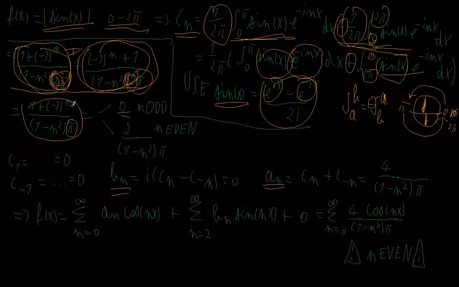If I plug in n is equal to 9 here, I get minus 1, because minus 1 to the 9th power is minus 1, and so I get 1 plus minus 1, so 1 minus 1, so 0. And if n is even, like 8, I have minus 1 to the 8th power, so I get 1. So I get 1 plus 1, so 2, and so I get 2 over 1 minus n squared times pi.